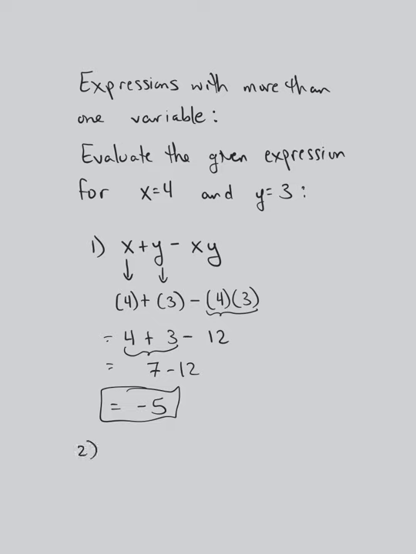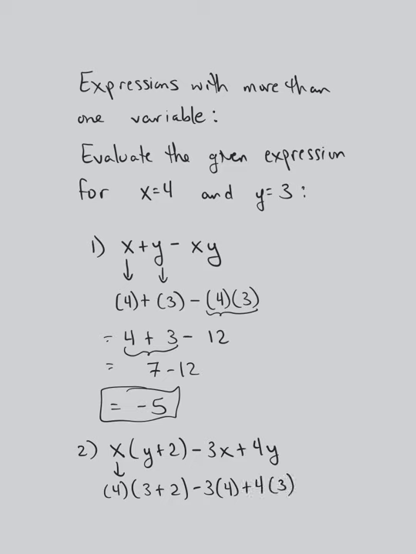All right, and say I have x parentheses y plus 2 minus 3x plus 4y. Okay, so this one looks pretty complicated, and it is a little bit, but we just progress. Remember that x is equal to 4, so I have 4 times y is equal to 3, so I got 3 plus 2 minus 3 times x, which is 4, plus 4 times y, which is 3. Okay, like that. All right, so I do parentheses first.